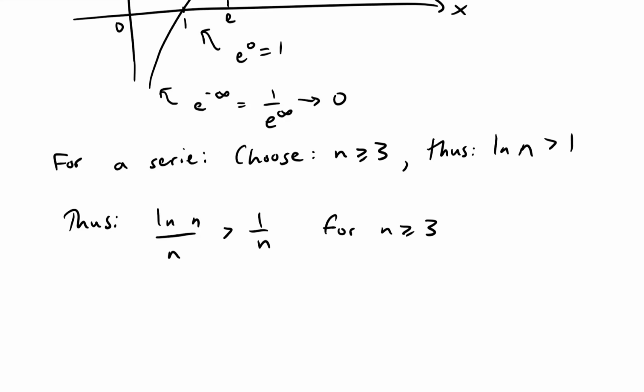It's not a finite number, as long as this goes to infinity and this is greater than a number, like that. So right here, ln n is greater than 1. So we're going to have a number greater than 1 divided by n. It's going to be greater than 1 divided by n, like that.